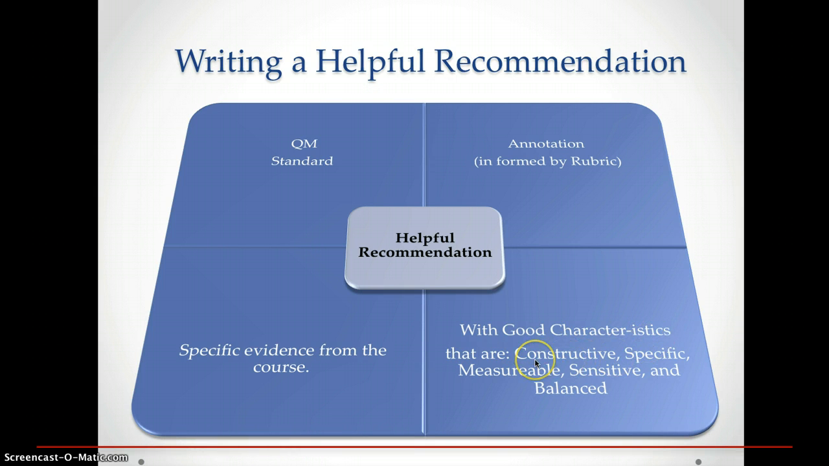Lastly, you want to make sure that you are providing feedback with good characteristics, as I would say. And these are constructive, specific, measurable, sensitive, and balanced. I think those deserve a little bit more explanation, so let's go there.